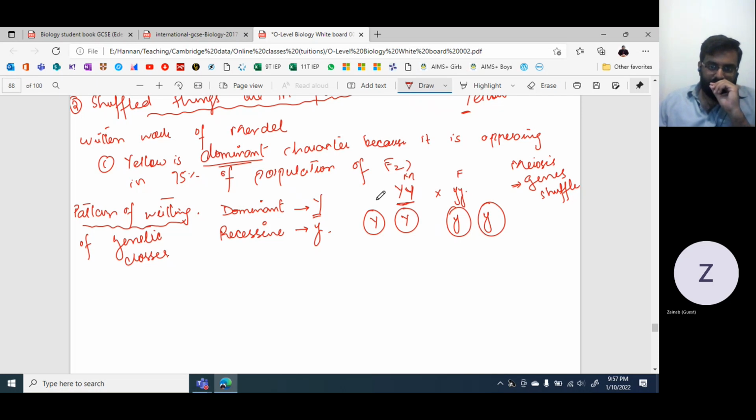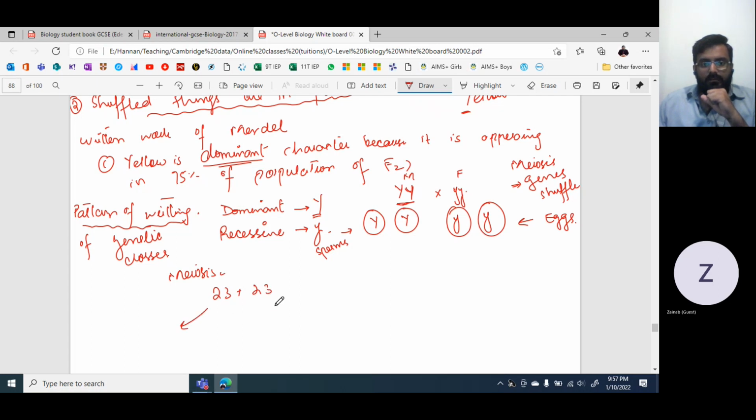Let me tell you that these are actually the sperms and these are eggs. Eggs and sperms are formed by meiosis. And you know very well that while meiosis is occurring, both sets of 23 get separated from each other.